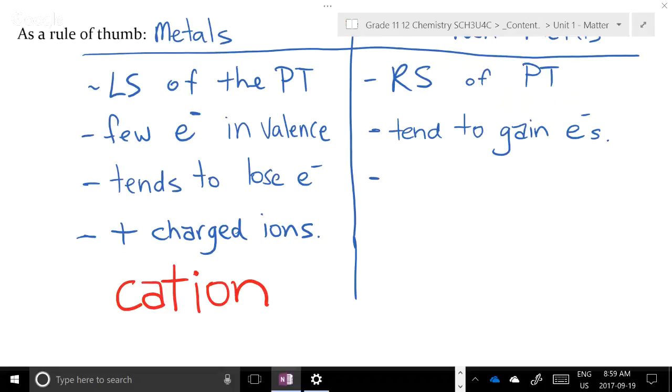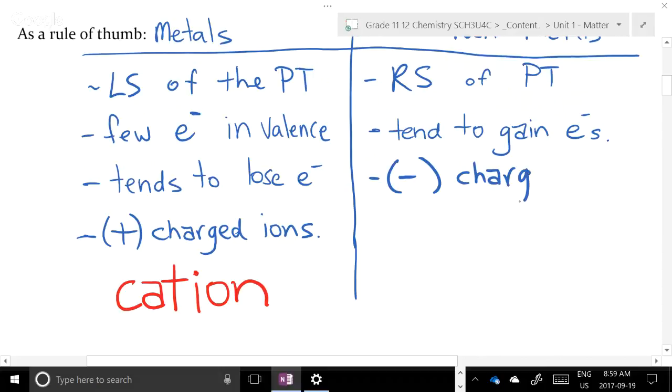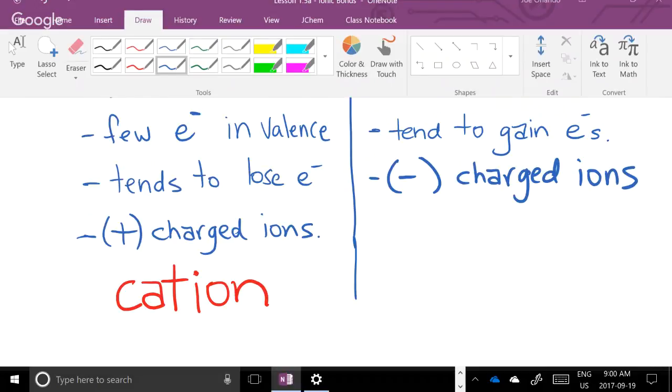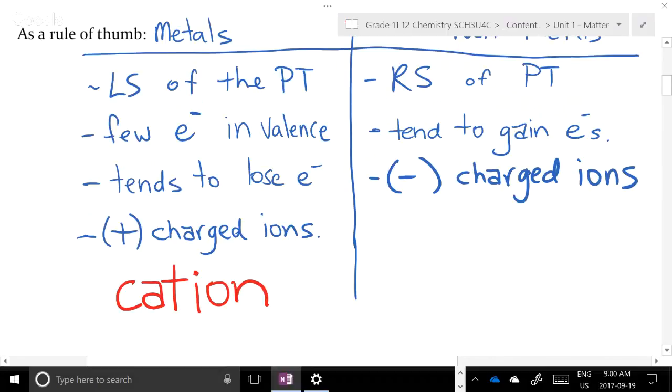Now, on the other hand, nonmetals, they tend to gain electrons. So what charge will they tend to take? Yeah, if you're getting more electrons, you're getting more negative charges. So you're going to have negatively charged ions. And what do we call a negatively charged ion? Very good.